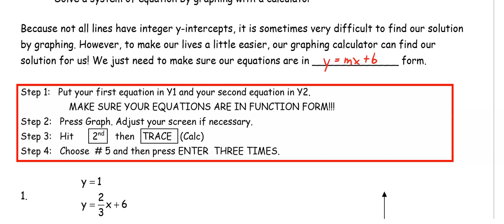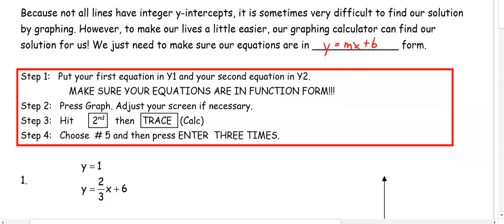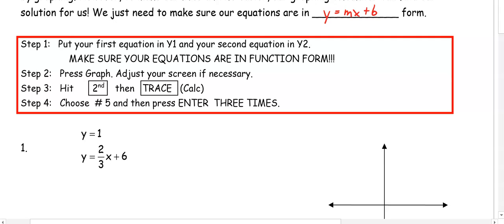So what you're going to do first is enter the equations into y1 and y2. Then we're going to hit graph to see our picture. And then we're going to hit second, trace, choose option 5, and hit enter 3 times.